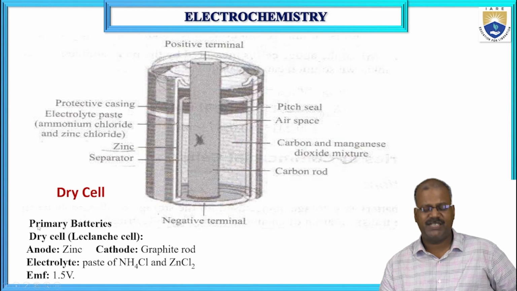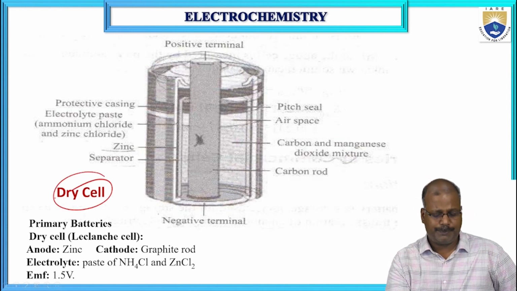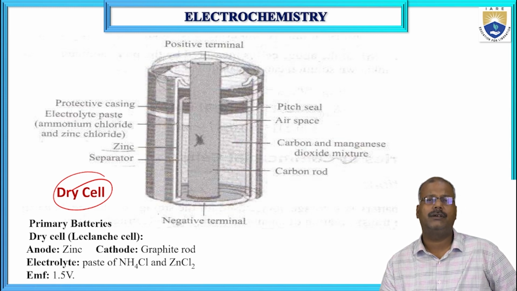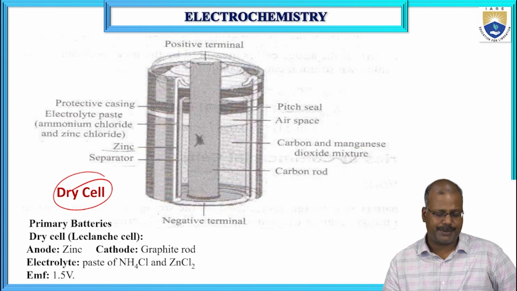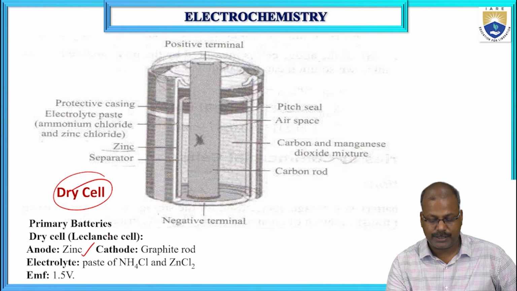Okay, this is just a representation of a dry cell, or Leclanche cell. These are all examples of primary batteries. Dry cell, Leclanche cell. The anode is zinc. Zinc we can see here.